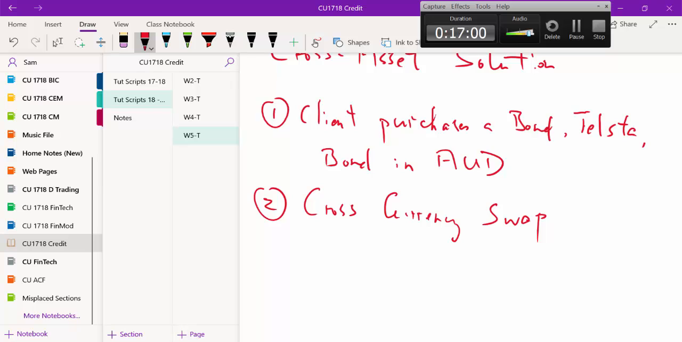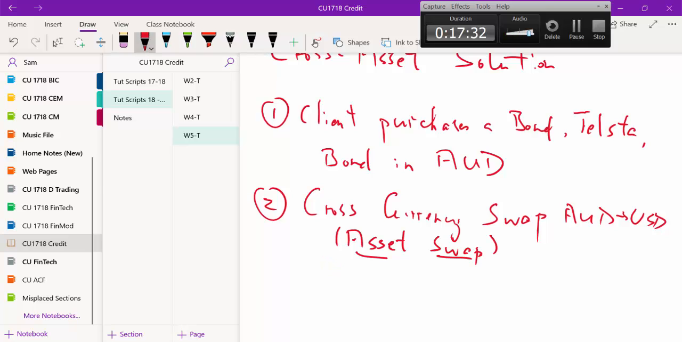Where you can swap the Australian dollar for US dollar, Australian to US. So the Australian dollar, now this is sometimes called an asset swap, and I will explain that maybe a little bit more if we have time today, or otherwise next time. Asset swap is a specialization in the swap market.